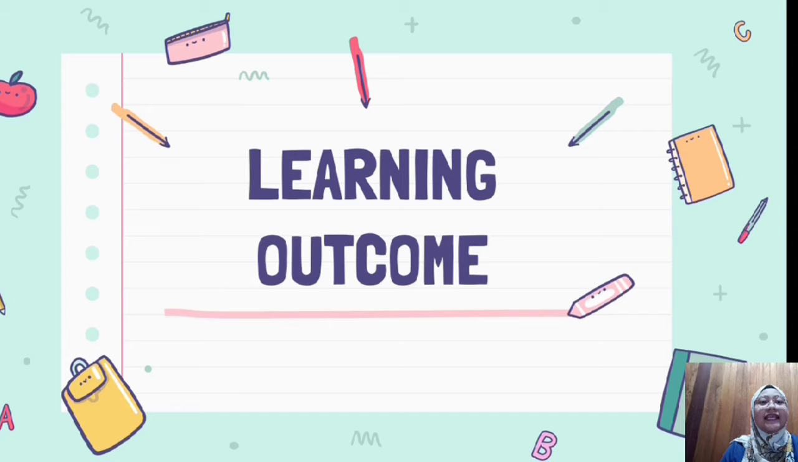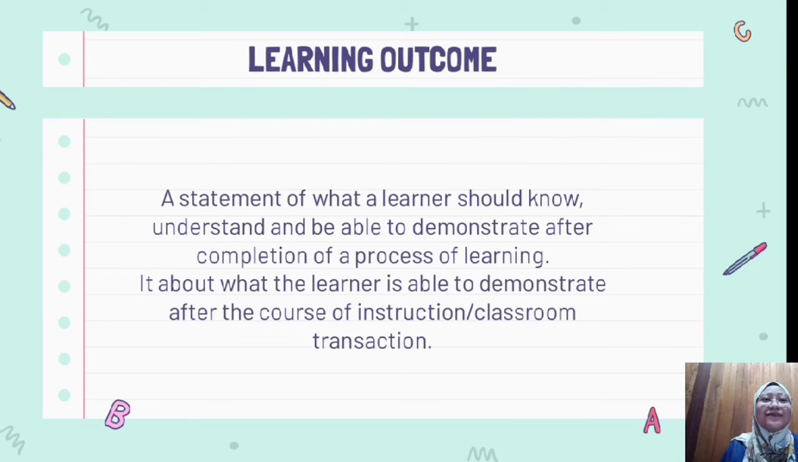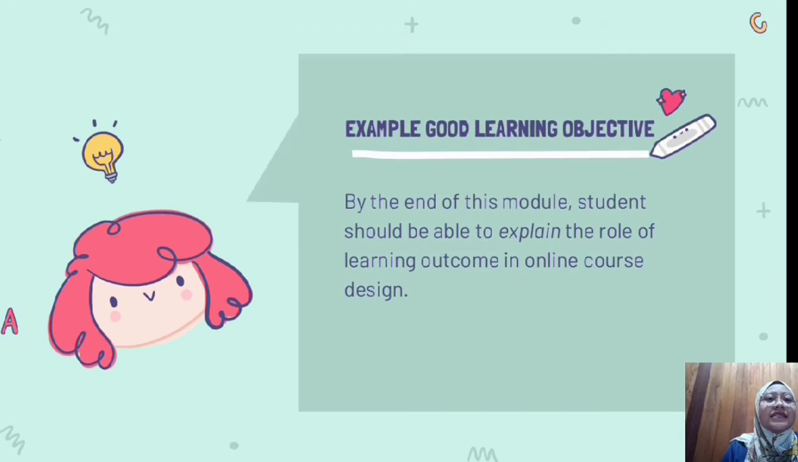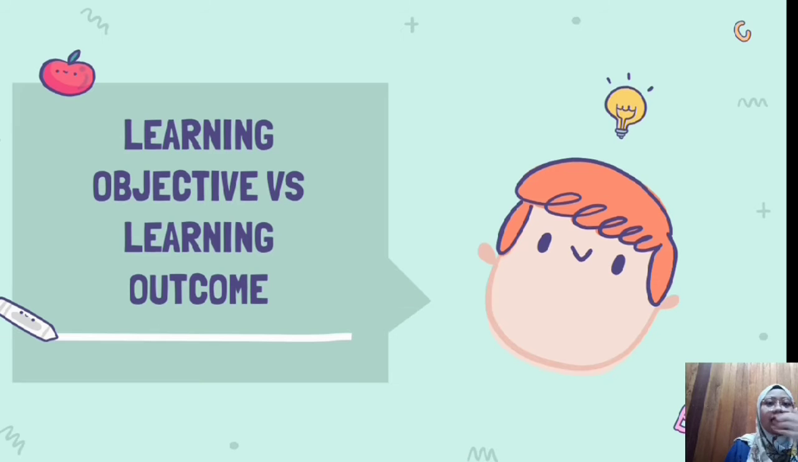Now we're going to go to the learning outcome. So what is a learning outcome? A learning outcome is a statement of what a learner should know, understand, and be able to demonstrate after completion of a learning process. It's about what the learner is able to demonstrate after the course of instruction and classroom transactions. So an example of a learning outcome, not a learning objective, is: by the end of this module, students should be able to explain the role of the learning outcome in online course design. Something like that. It becomes more specific.